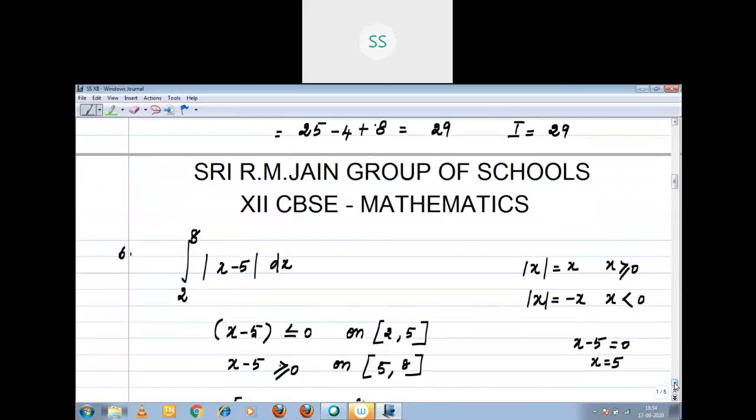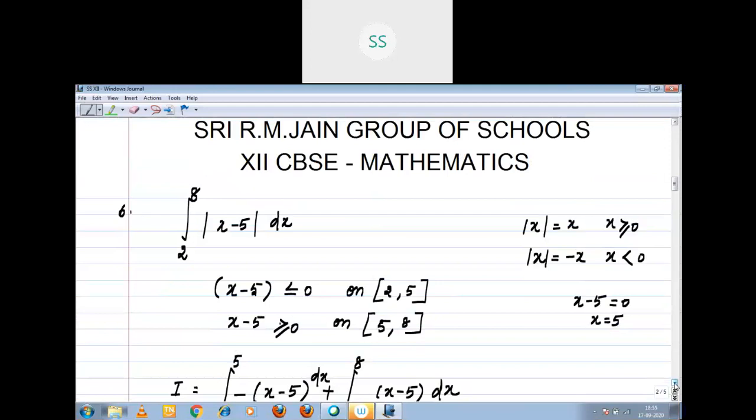See here, integral 2 to 8 absolute of x minus 5, or modulus x minus 5 into dx. The given function is an absolute function. We can define the absolute function as modulus x is equal to x, x greater than or equal to 0, and modulus x equal to minus x, x less than 0. Right?